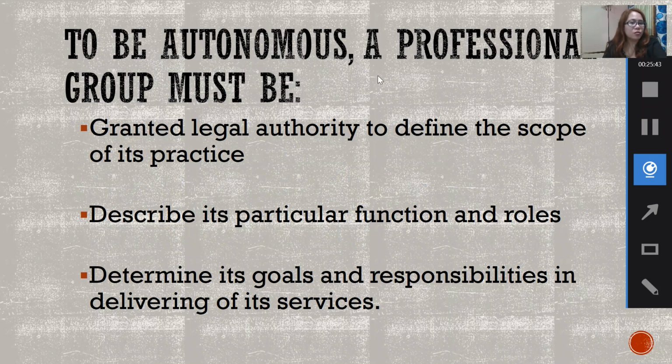And to be autonomous, a professional group must be granted legal authority to define the scope of its practice. So, ano ba yung scope? Ano ba yung coverage ng iyong practice as a nurse? Okay, it describes particular functions and roles of a nurse. So, once you have the license, ito na yun. Ano ba yung mga legal authority? Ano ba yung mga scope ng yung practices?